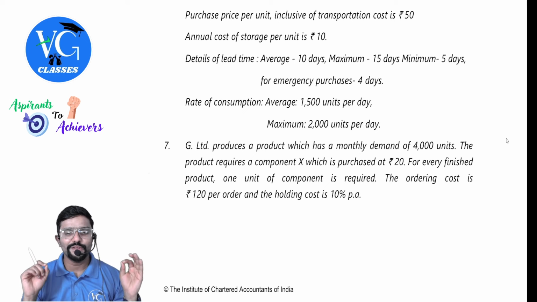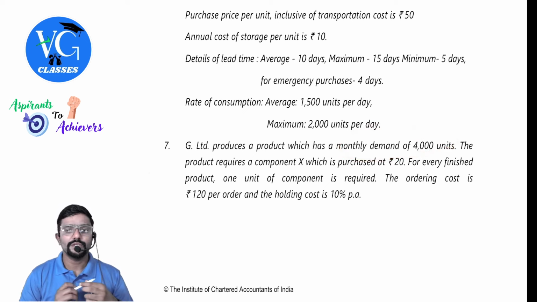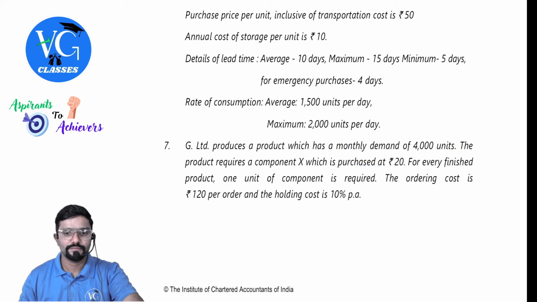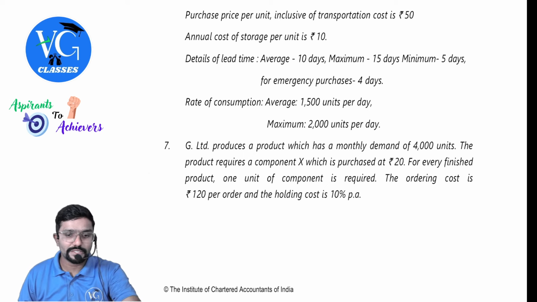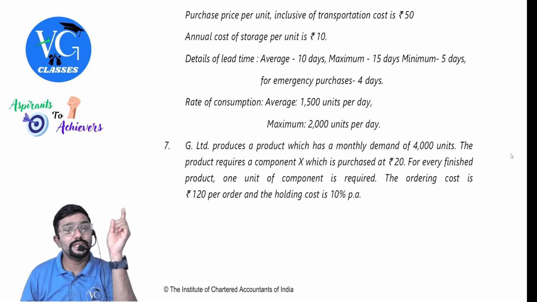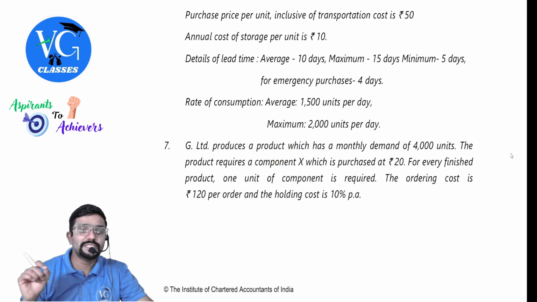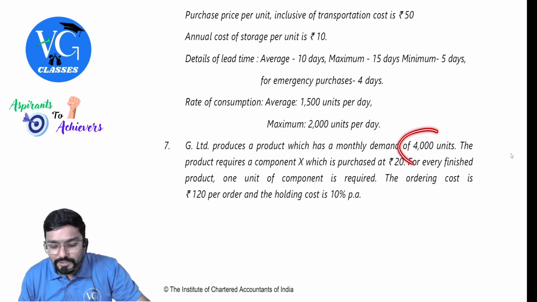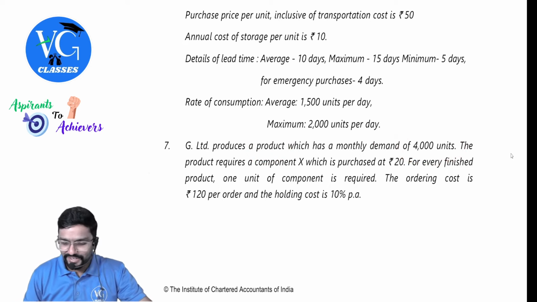G Limited produces a product which has a monthly demand of 4,000 units. Chalo, we shall continue. Monthly demand of how much? 4,000 units. Okay. Guys, read the lines carefully. G Limited produces a product. That means that product is the output. Which has a monthly demand of 4,000. So is it a raw material demand or output demand? Output demand.